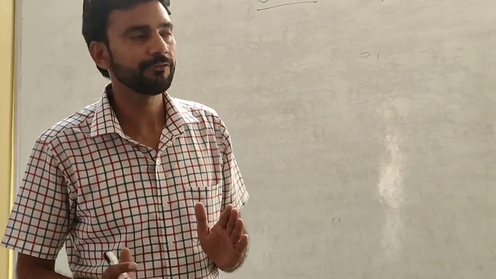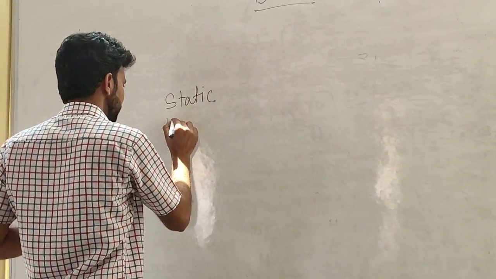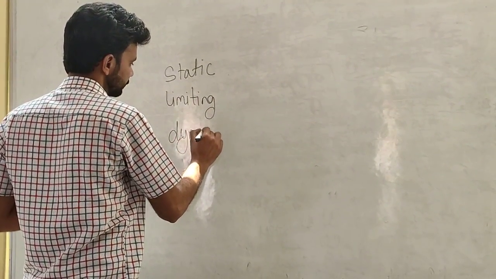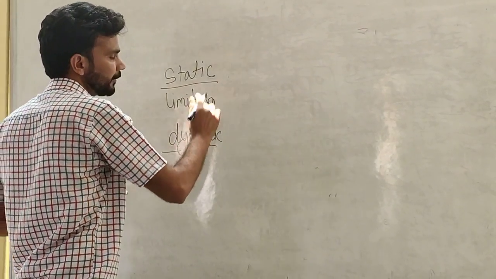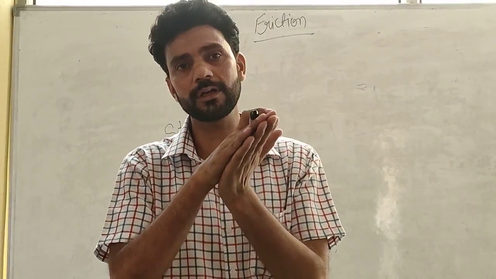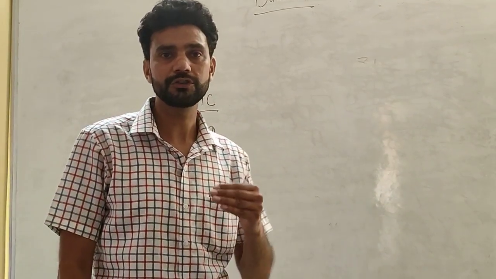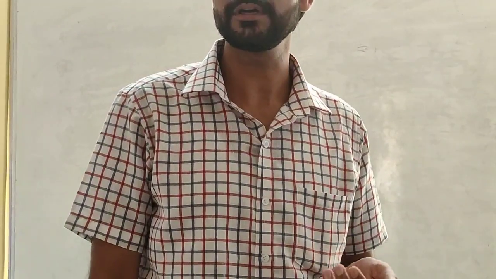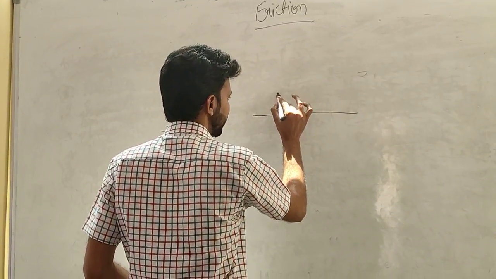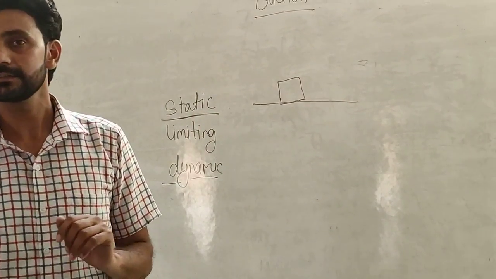We have three types of frictional force: static friction, limiting friction, dynamic friction. Static friction: when two objects are placed on each other and they are not sliding on each other, the force which does not allow the object to slide or roll on another object is known as static friction. Suppose this is the surface and a box is kept here. If this box is not sliding, then the frictional force is known as static friction.